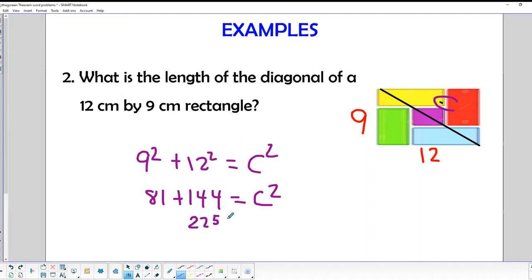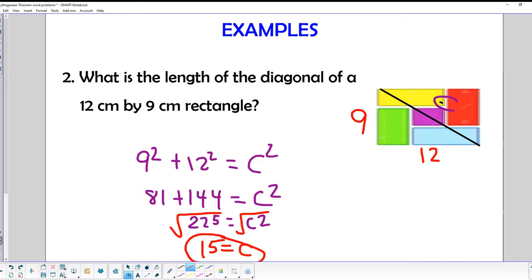225 equals c squared. And then when we take the square root of both sides, we end up with c equals the square root of 225, which is 15. 15 is what we're looking for.